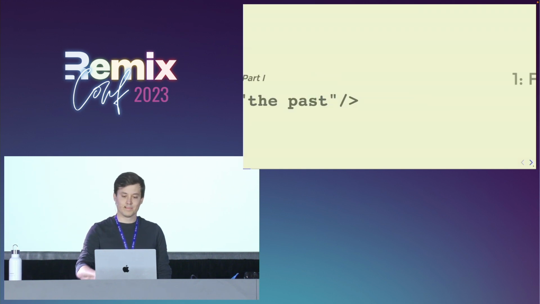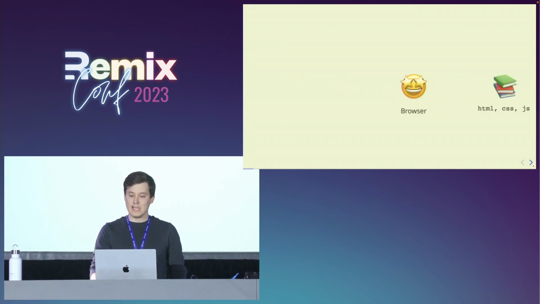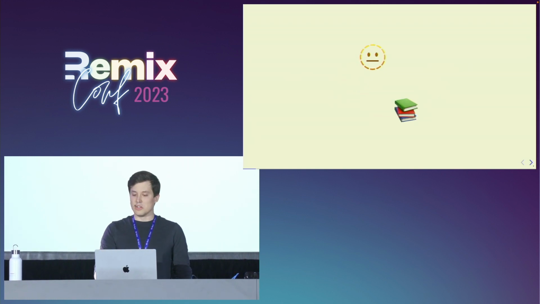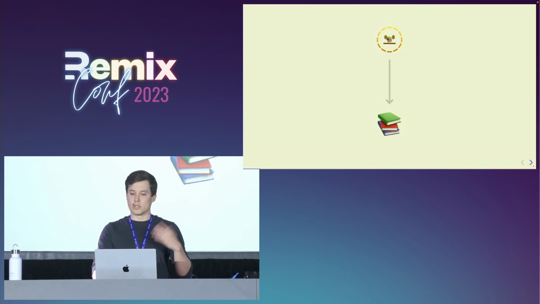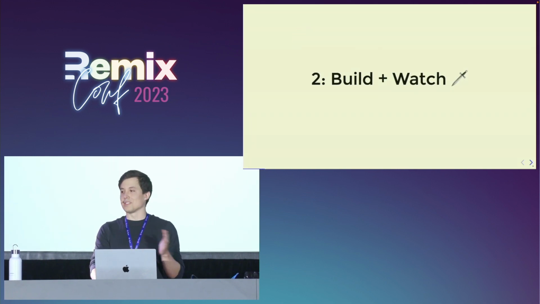All right, so let's start by looking into past approaches that we could have used for great DX. So first up, a really simple file server. This should just be a review for everybody. So you've got a browser, and you've got some files that you want the browser to run. And you just write those directly. And when you visit a page, the browser just grabs those from a file server and renders it. Pretty easy. But we're devs, so we're not satisfied with that.